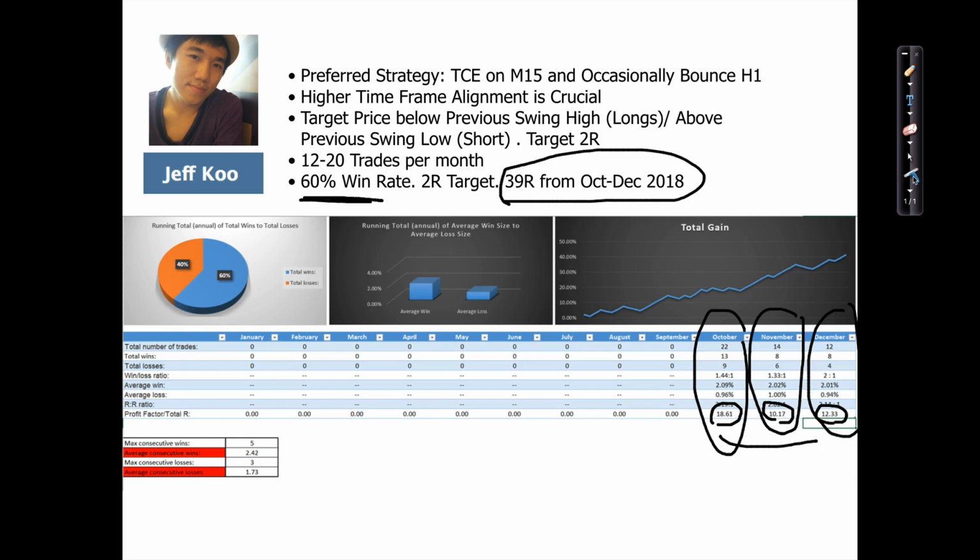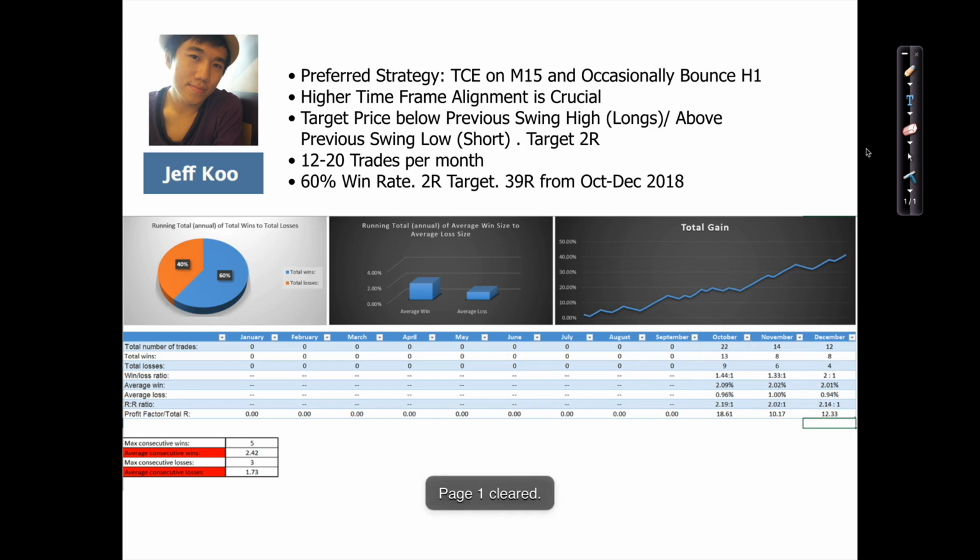In fact, over here you can see some of his stats. In October, he had 13 wins and 9 losses. November, he had 8 wins and 6 losses. December, 8 wins and 4 losses.